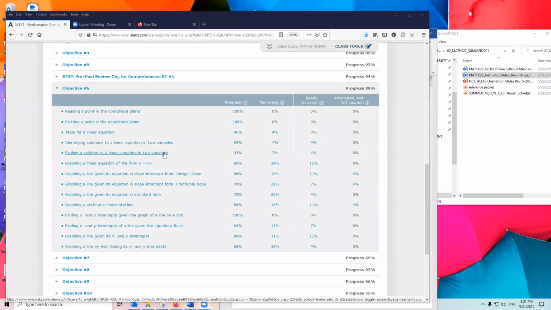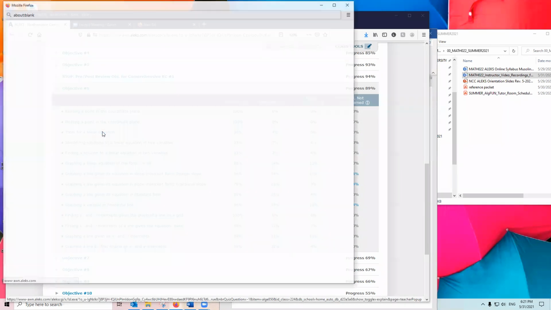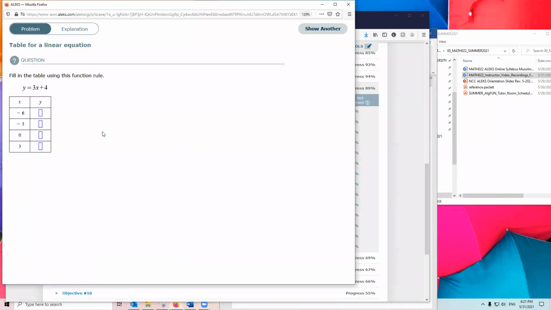How about we do the table for a linear equation. They're asking me to fill in this table. They're giving me an equation that relates X and Y together: Y equals 3X plus 4. What they're asking me to do is, for each line in this table, take the X value, which is -6, and plug it into this equation. So I'm going to replace this X with -6.